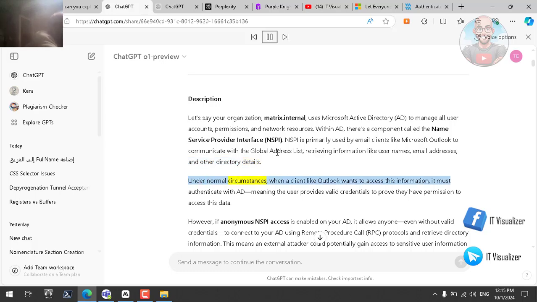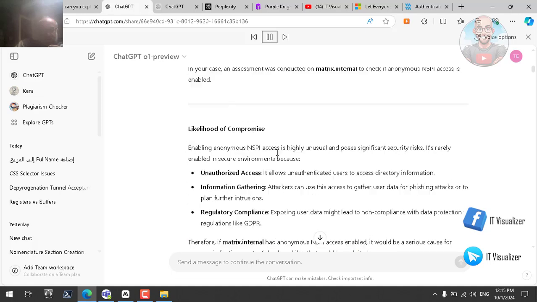Under normal circumstances, when a client like Outlook wants to access this information, it must authenticate with AD, meaning the user provides valid credentials to prove they have permission to access this data. However, if anonymous NSPI access is enabled on your AD, it allows anyone, even without valid credentials, to connect to your AD using Remote Procedure Call, RPC, protocols and retrieve directory information. This means an external attacker could potentially gain access to sensitive user information without needing to log in. In your case, an assessment was conducted on matrix.internal to check if anonymous NSPI access is enabled.